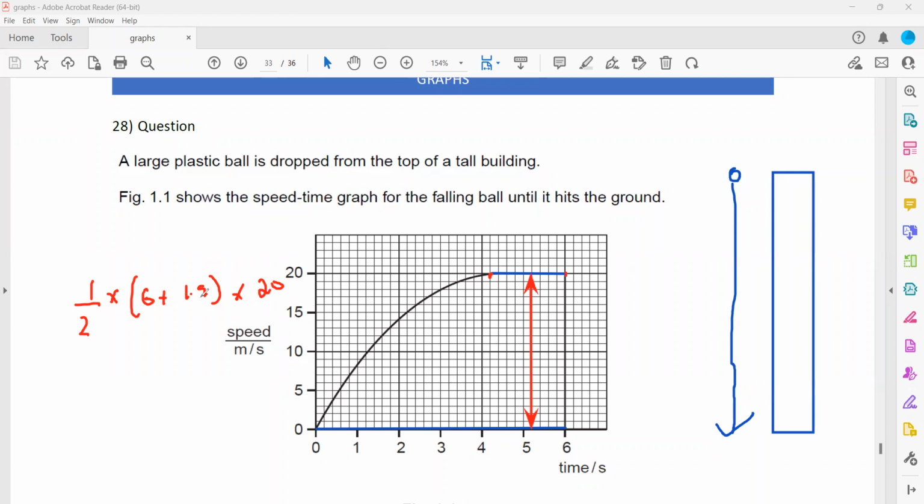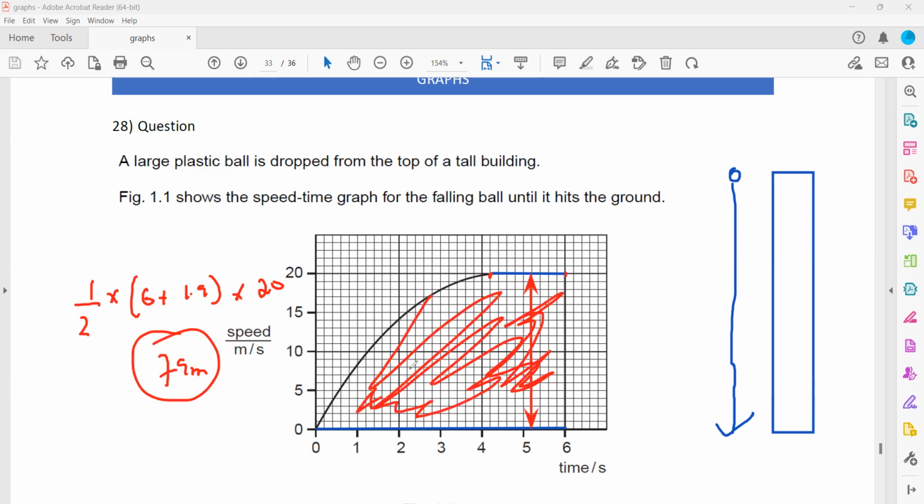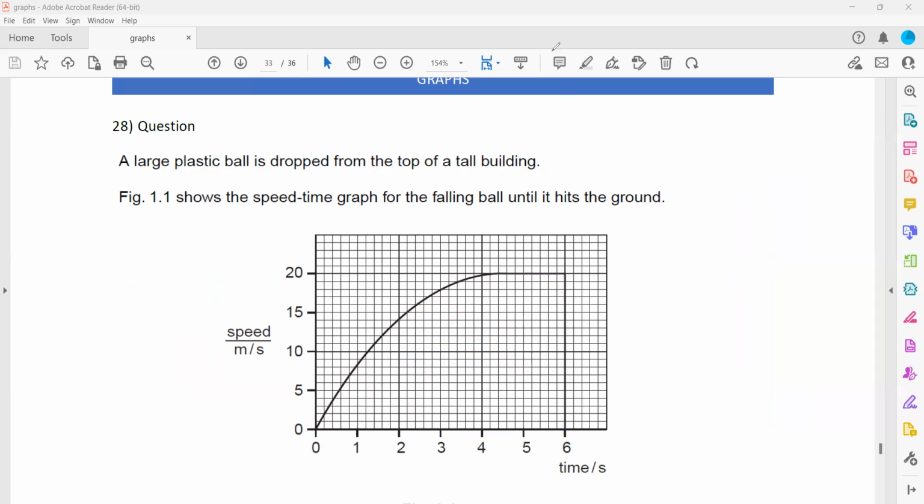So this will be 1.9 plus 6, which is equal to 7.9, divided by 2. So 7.9 divided by 2 is 3.95, multiplied by 20, which is equal to 79. So the final answer, the total distance traveled, will be 79 meters. We need the area of this whole part. Or you can divide it into a triangle and a rectangle and then work out the area of each part.